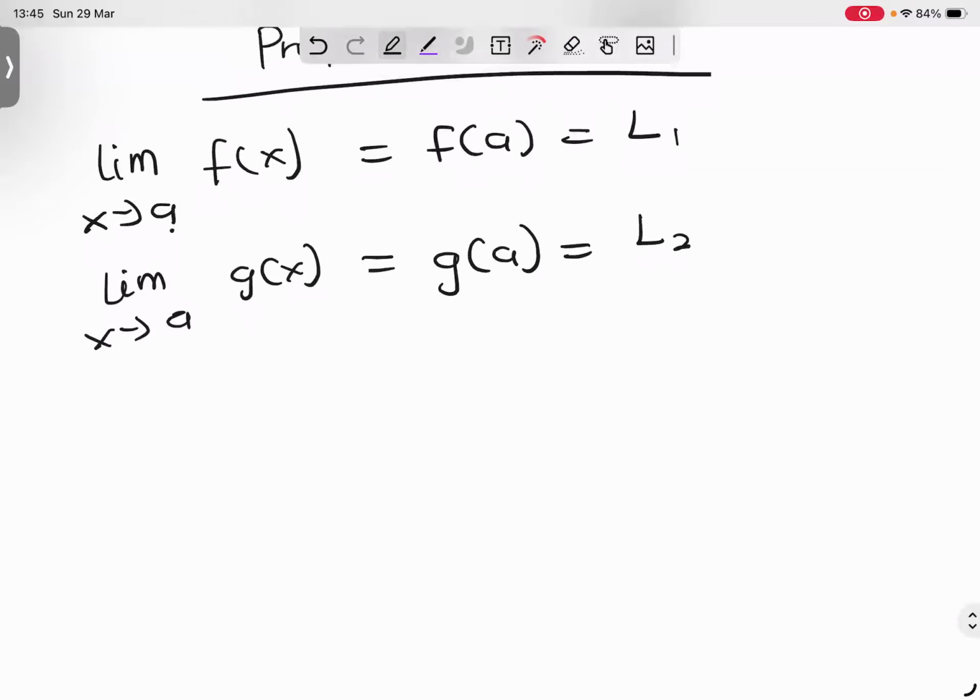All right, so some of the properties are, as we have seen earlier, we just do direct substitution. The first property is known as the constant rule of limit.